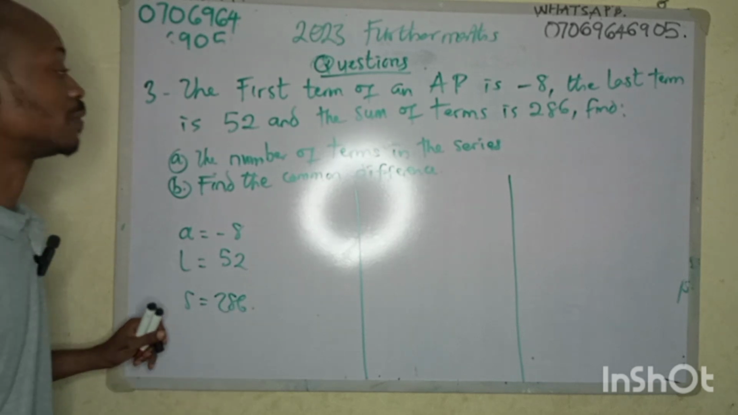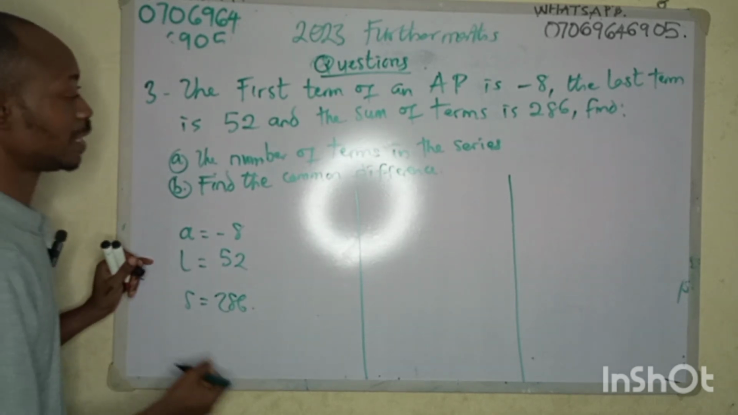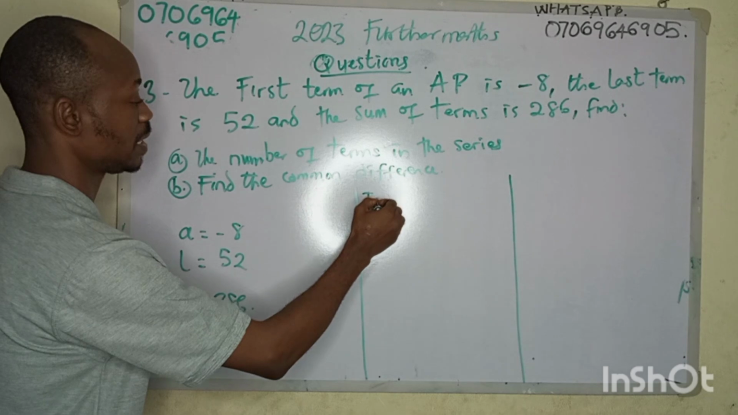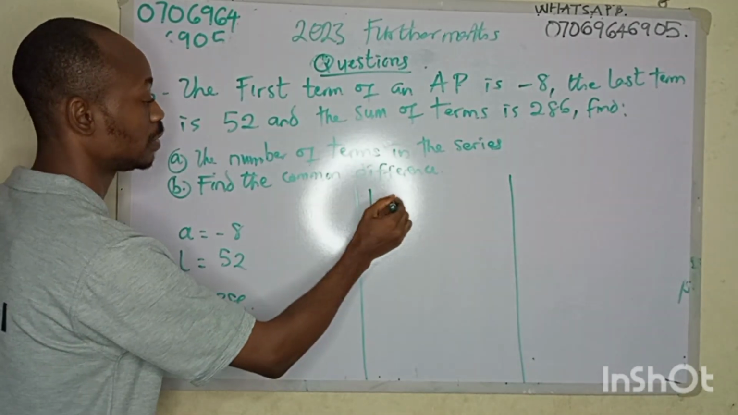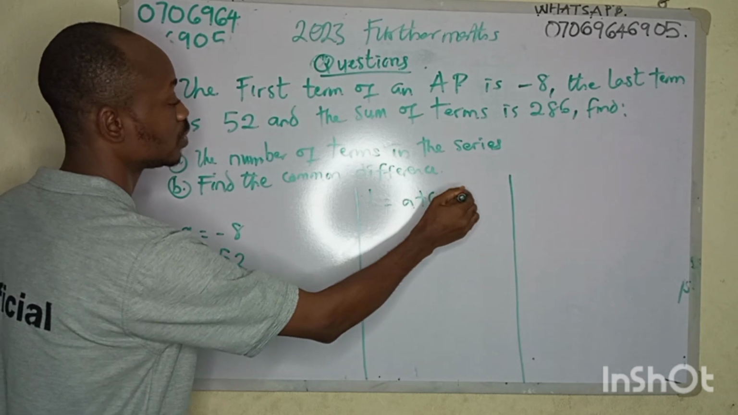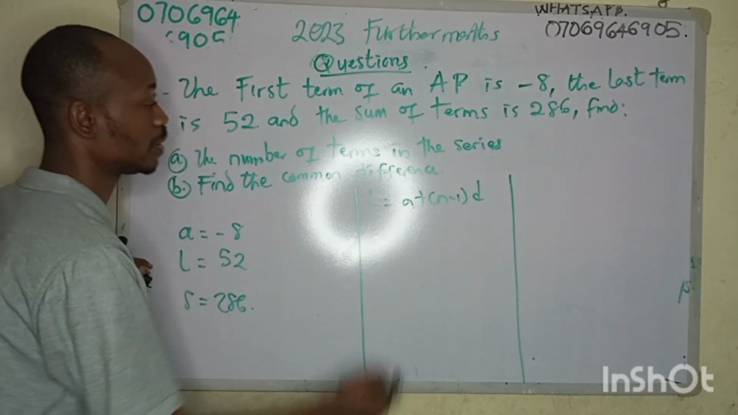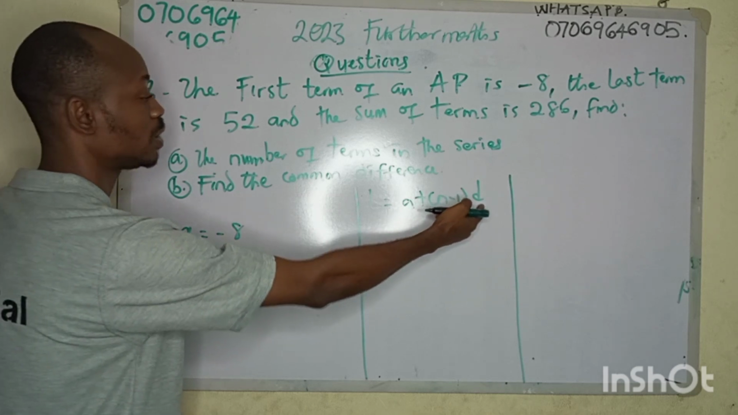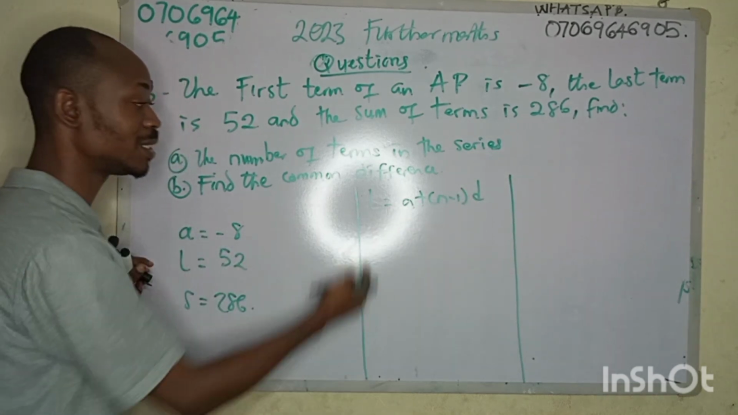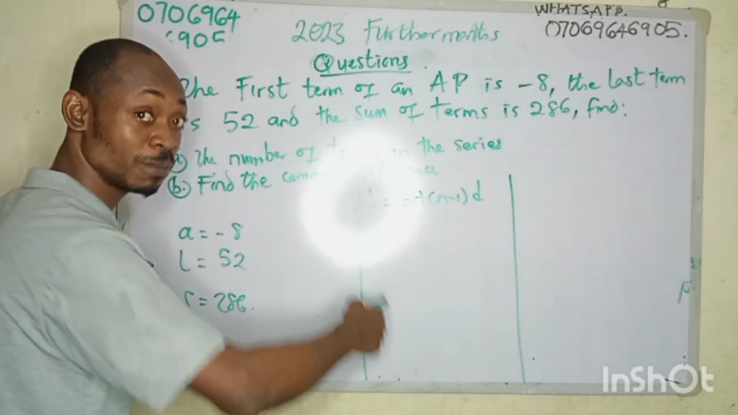We have to find the number of terms. First of all, the formula for last term, which is Tn, or L, let me just call it L, is a plus (n minus 1)d. Here we can't use this formula yet because we are looking for the number of terms and we're still looking for the common difference. So this formula is not going to be used now, but we are going to come back to it.